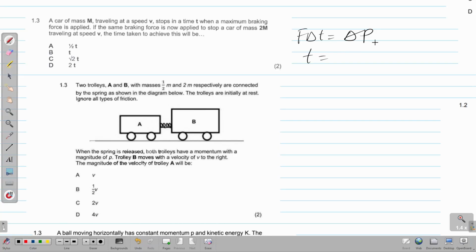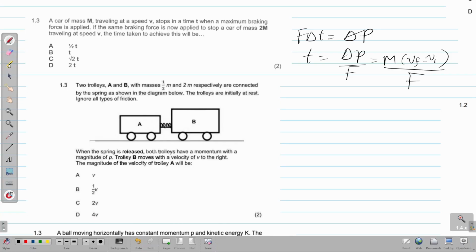So t is change in momentum divided by force, and since the information contains the mass and speed, we'll expand this as m times (v final minus v initial) divided by F, right? So if this time t is for the object of mass m, and now we want the time that it will take to stop a car of mass 2m.